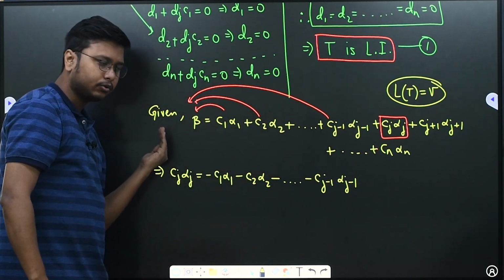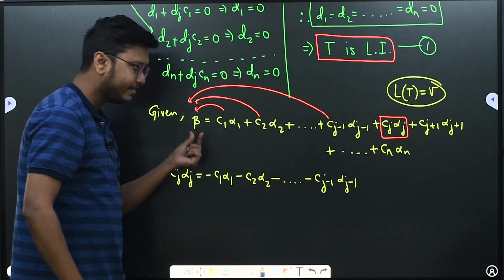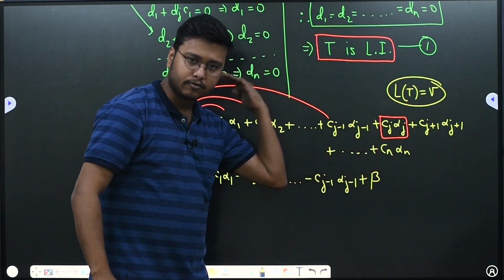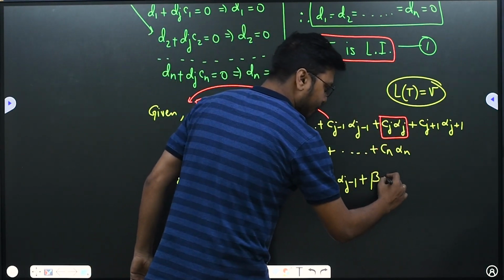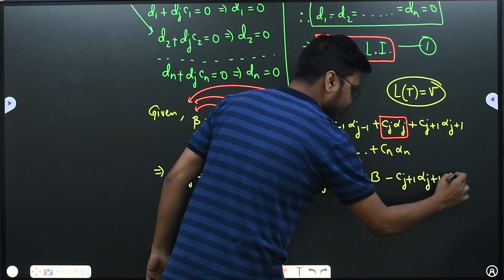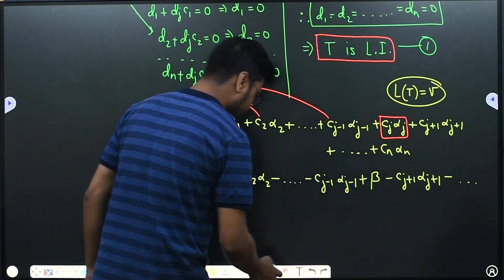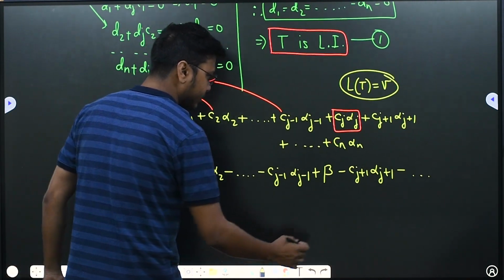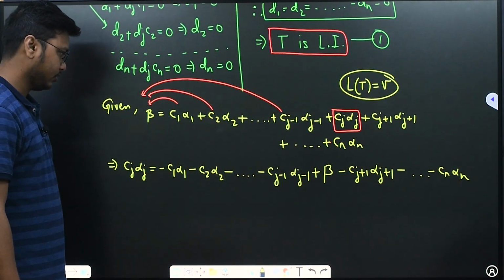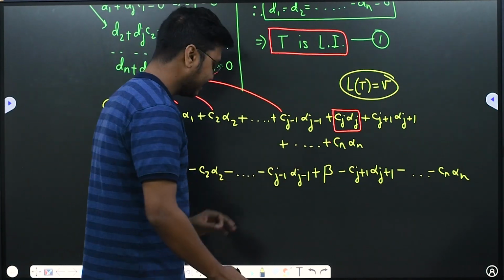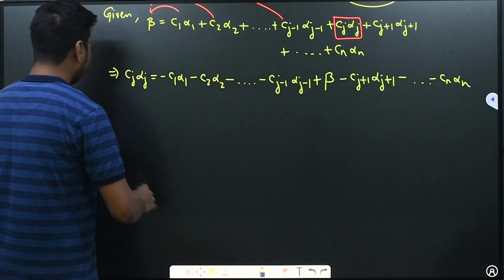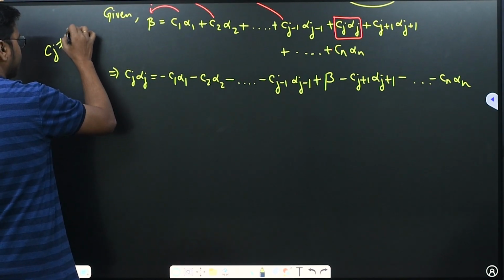After I brought all these terms to the left-hand side, the beta element was already there, so I'll write the beta over here, so plus beta. Then again I'll start bringing the other elements from the right-hand side to the left, so I will have minus cj plus 1 alpha j plus 1, and this process would go on up till the nth element, which is minus cn alpha n. Now it was given to us that the cj element is specifically non-zero. It was given that cj not equal to 0.